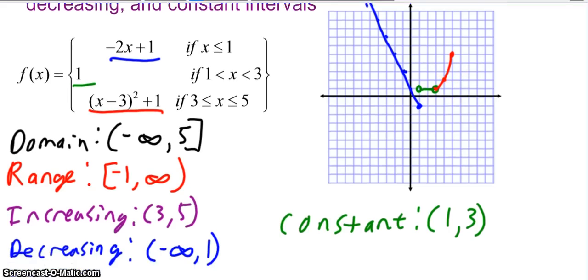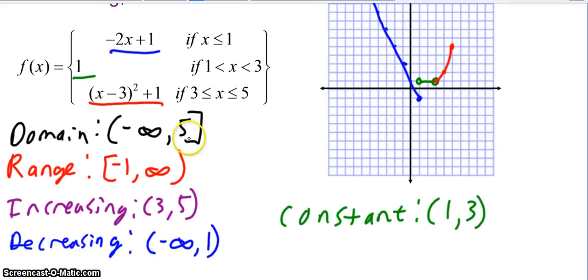So then what is the domain? Well, the domain is negative infinity to 5, including the 5. Because this is negative infinity to 1, then 1 to 3, and then 3 to 5. 5 is the farthest to the right we go, but we include it.